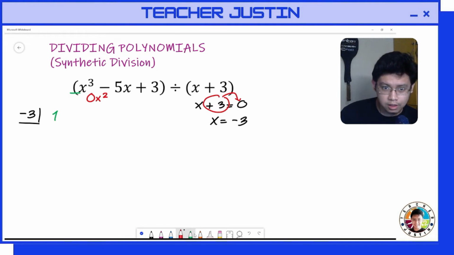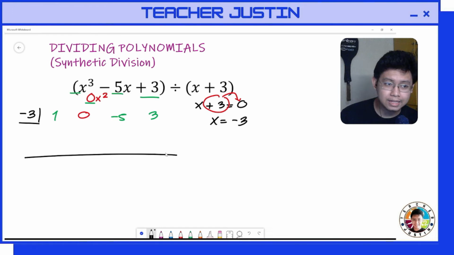So we have 0x squared between x raised to 3 and negative 5x. So we need to copy the coefficient of x squared, which is 0. So we need to add 0 for the placement of x squared. Then let's continue with negative 5 and positive 3 for our last term. Then from there, let's apply our synthetic division.